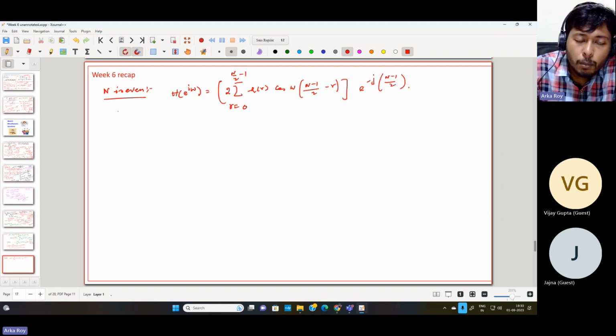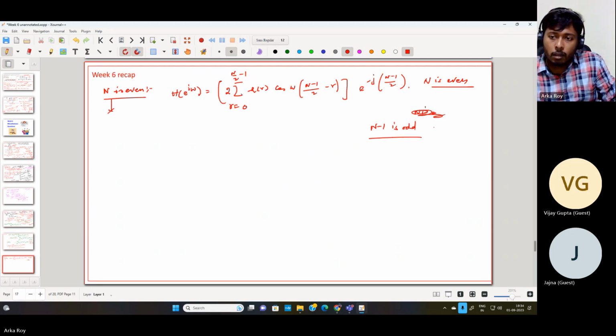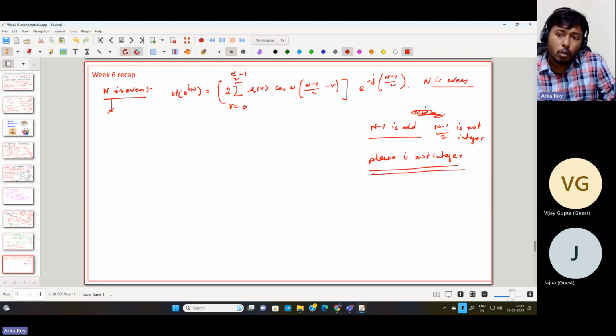Now, there is a problem with even number of components. So what is the problem? When n is even, then n minus 1 is odd. Therefore, n minus 1 by 2 is not an integer. Therefore, the phase is not an integer, and fractional phase has no physical significance.